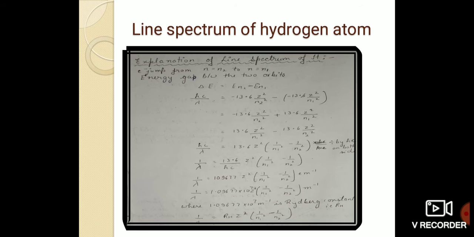And we all know that the Bohr model explains the line spectrum of hydrogen, whereas Thomson and Rutherford models are not able to explain the line spectrum of the hydrogen atom. But there is a limitation in the Bohr's model, that it is only applicable to single electron species.